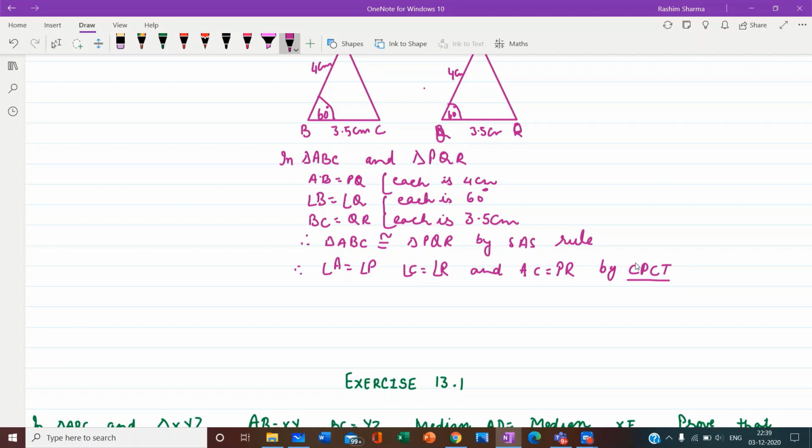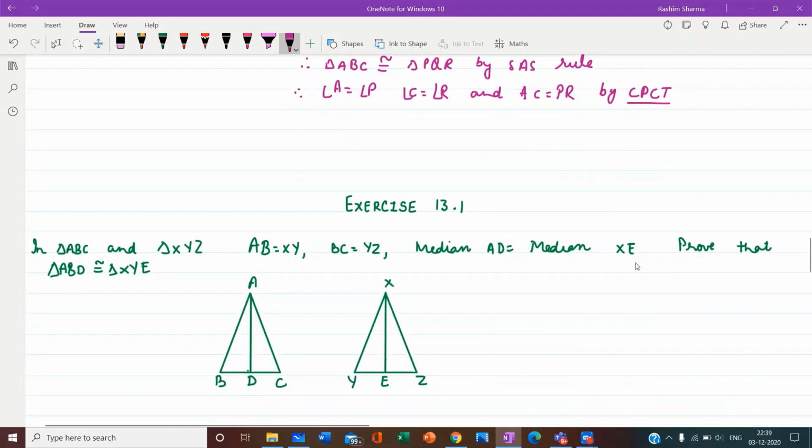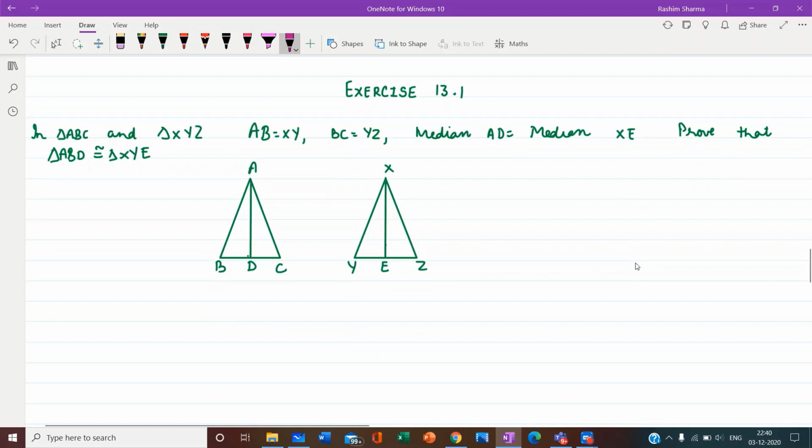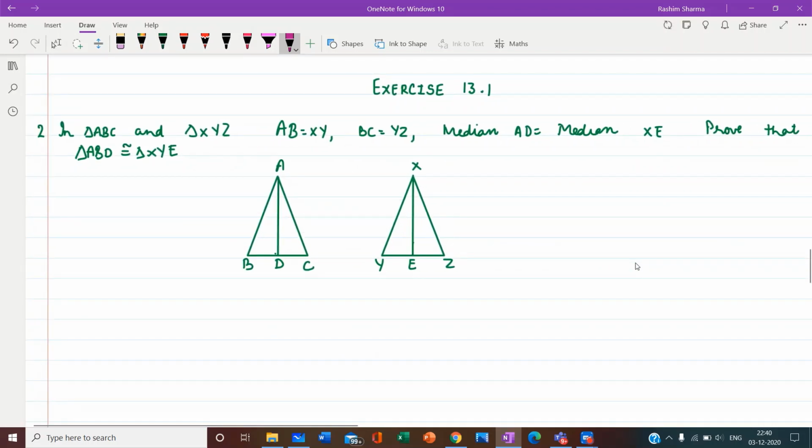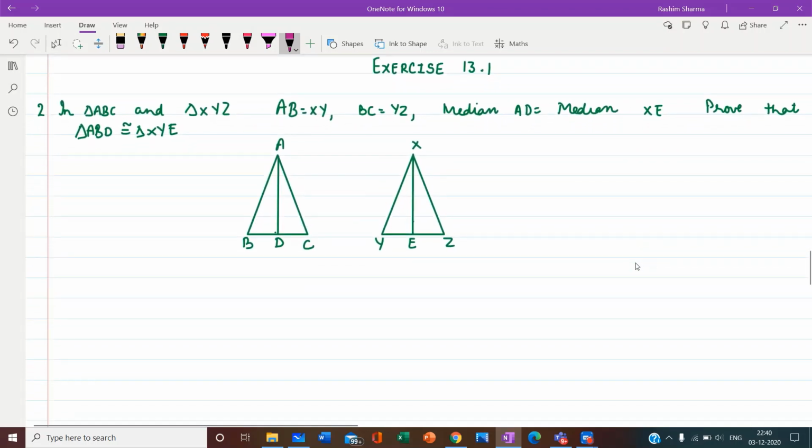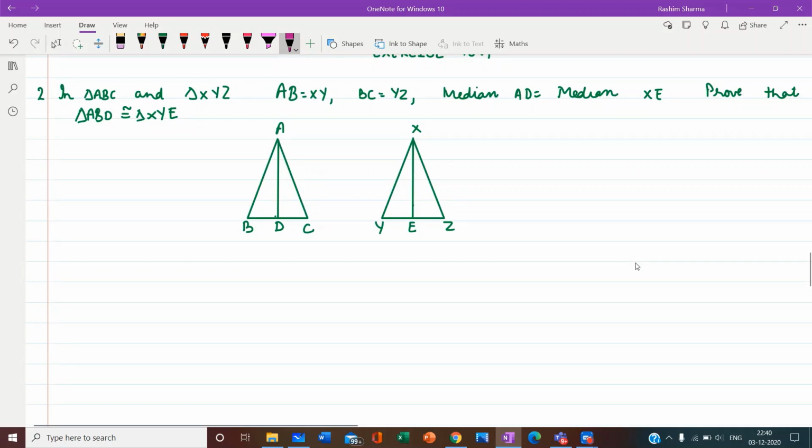Okay. Now based on these two criteria, we have exercise 13.1. Let us do a few questions of 13.1 also. The second question is: in triangle ABC and triangle XYZ, AB is equal to XY, BC is equal to YZ, and median AD is equal to median XE. Prove that triangle ABD is congruent to triangle XYE.